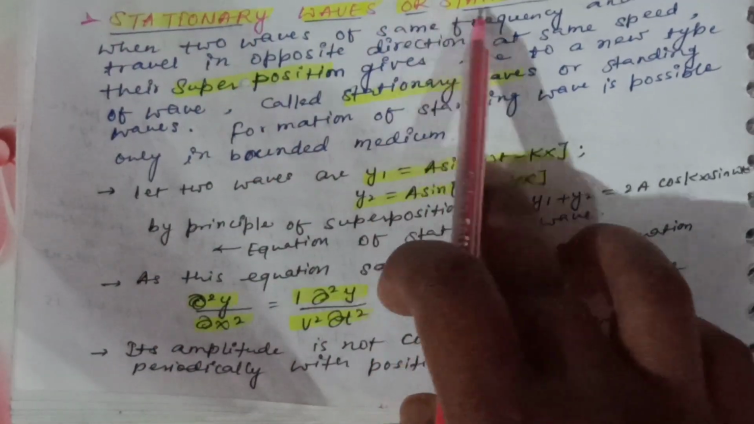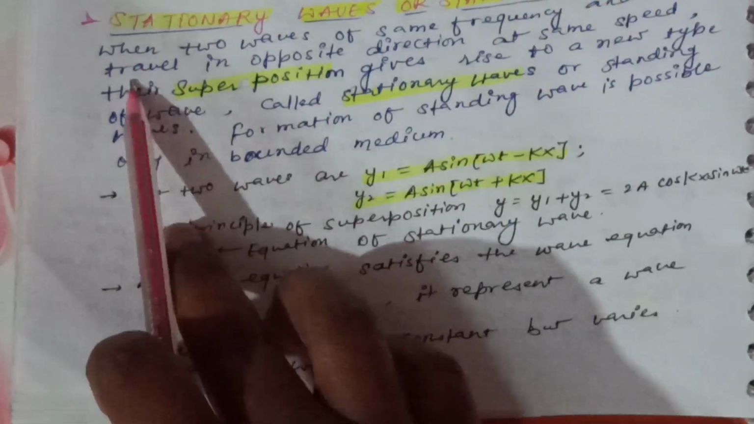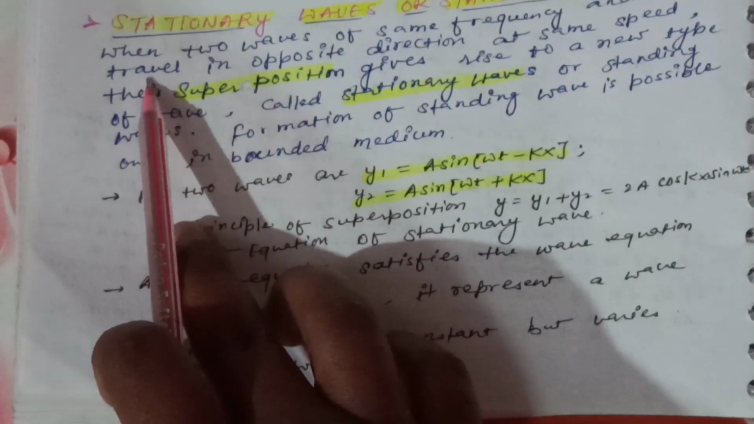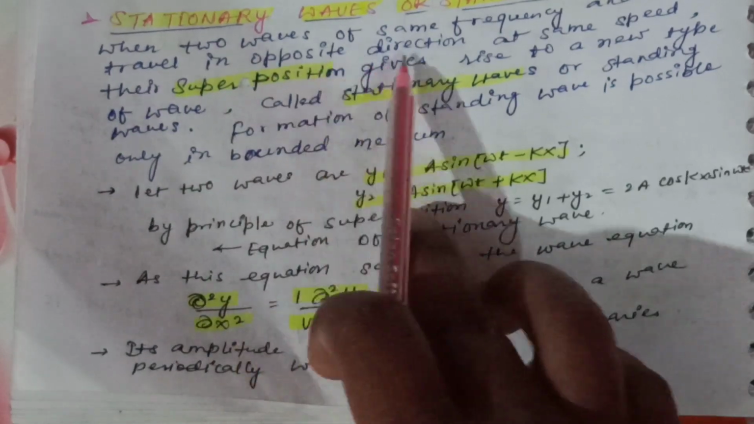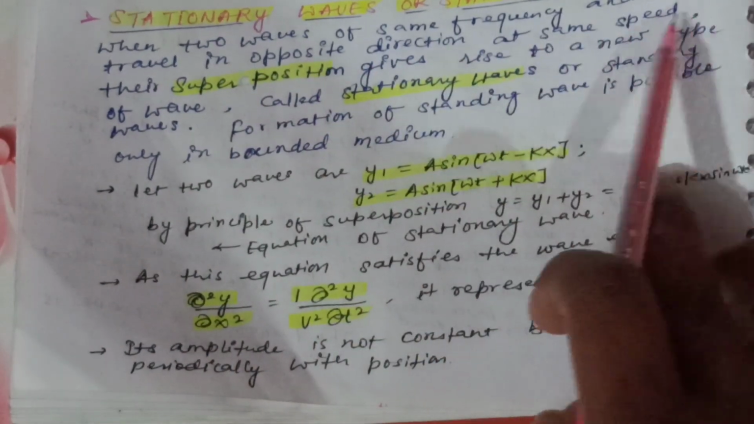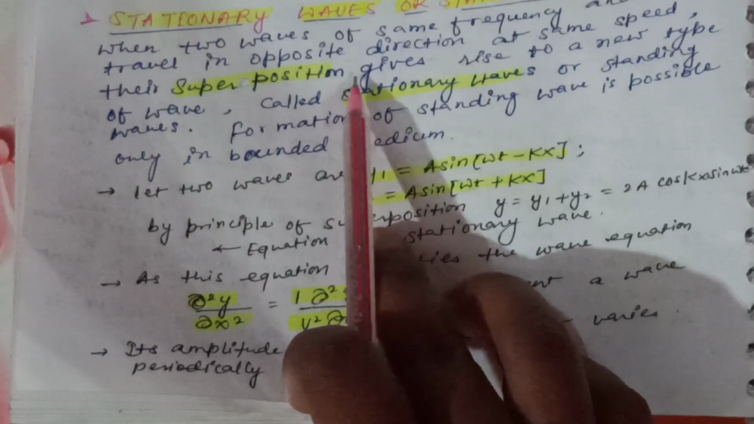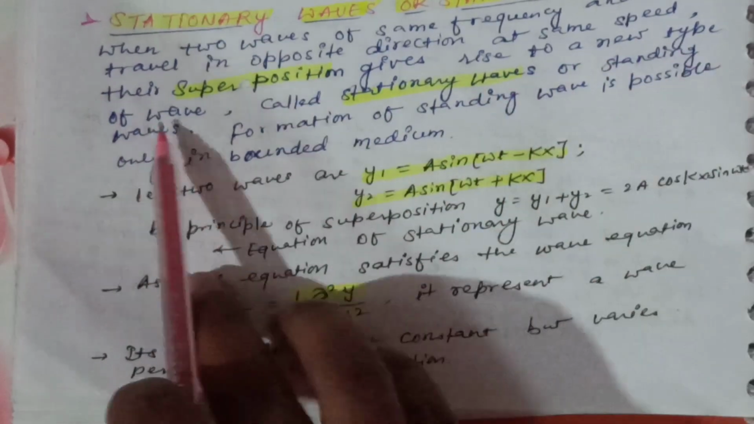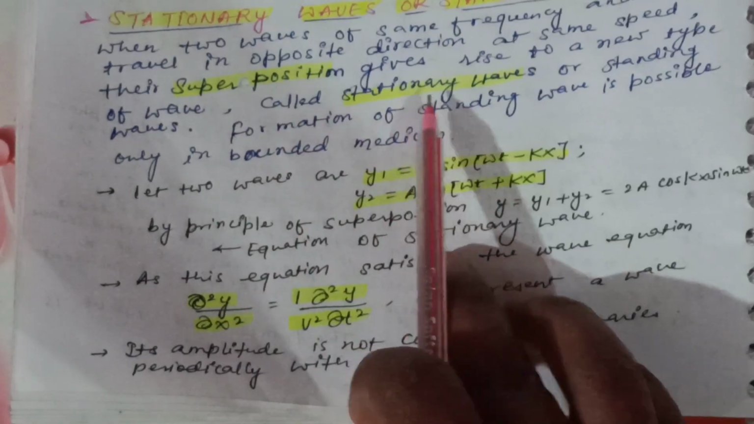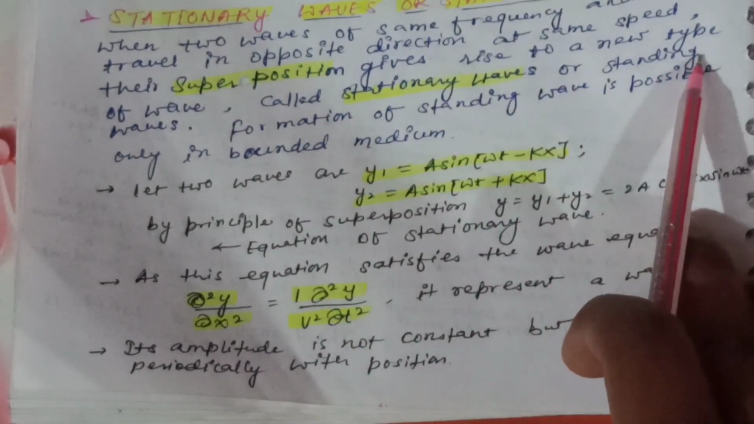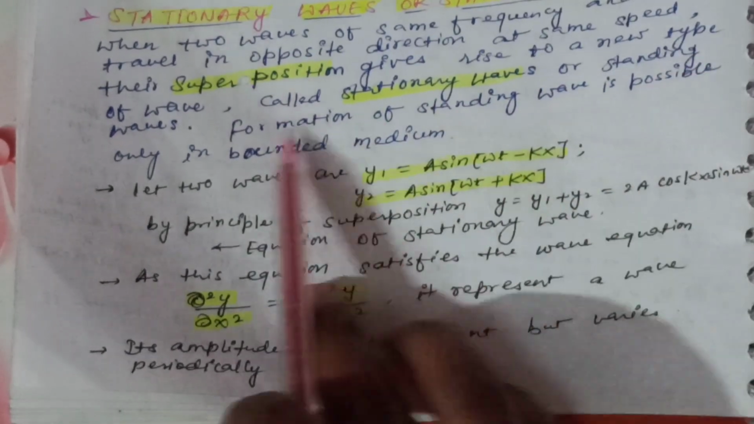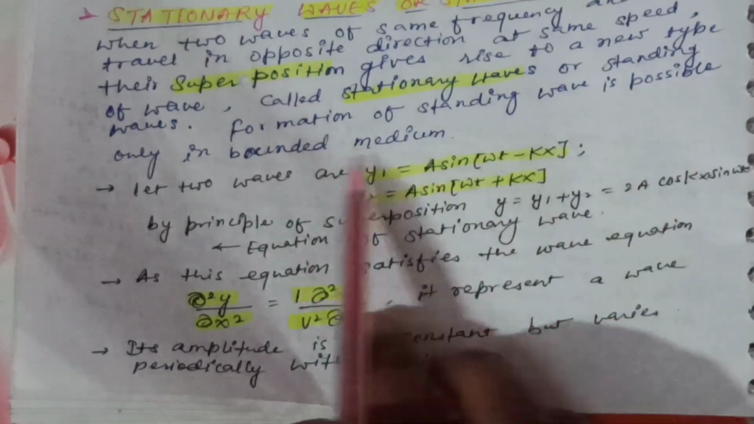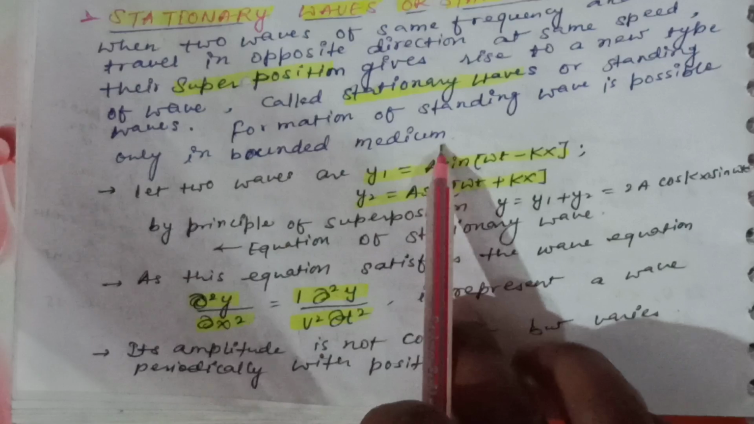Stationary waves or standing waves. When two waves of the same frequency and amplitude travel in opposite directions at the same speed, their superposition gives rise to a new type of wave called stationary waves or standing waves. Formation of a standing wave is possible only in a bounded medium.